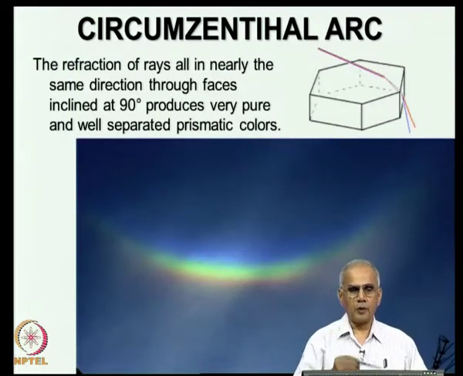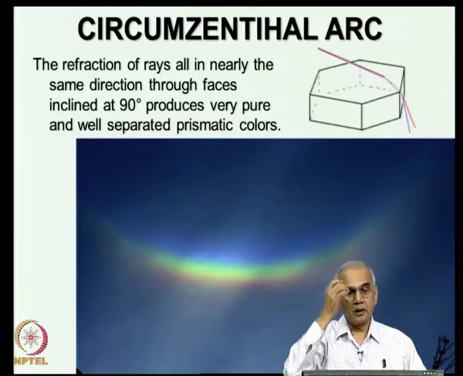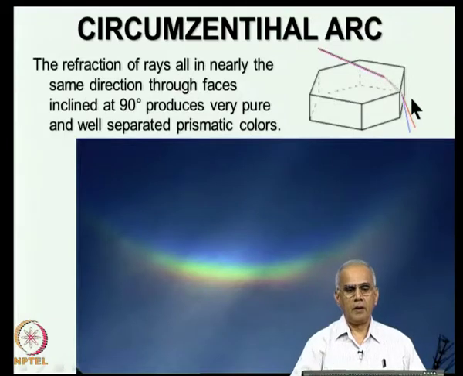The one we saw on the top, called the circumzenithal arc, is a refraction of rays through faces inclined at 90 degrees, these two faces. They produce very pure, well separated prismatic colors seen here, and so this can be shown to be coming at that angle. And here is a sun pillar reflected on a water body after sunset. So, that is an interesting picture.